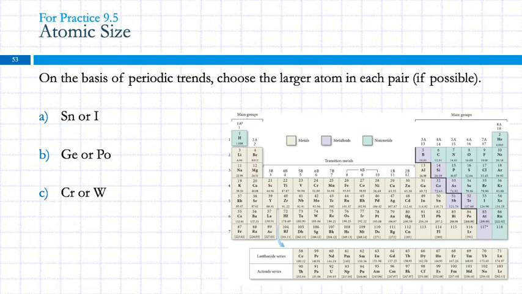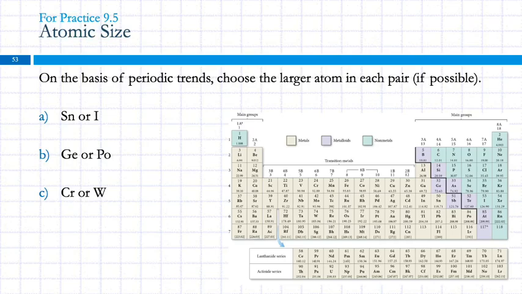So these are the sorts of questions that you should be able to answer. This could show up on an exam. On the basis of periodic trends, choose the larger atom in each pair if possible. So we have two elements. There's two choices there, but then we can also say it isn't possible to tell on the basis of periodic trends. So we need a periodic table to do this. That's why I added one to the slides here.